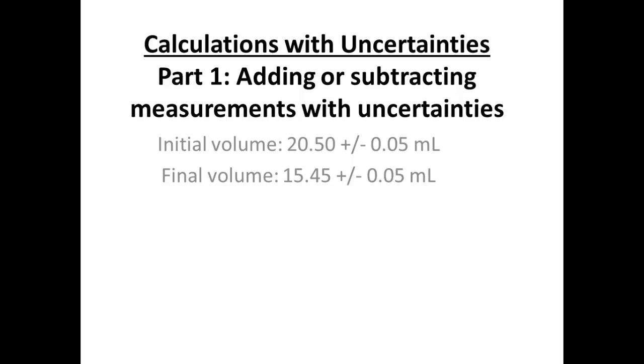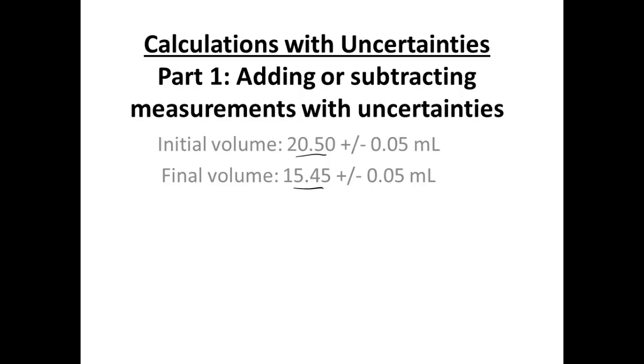I'm going to show you first just how to add or subtract measurements with uncertainties. So here's an example. Let's say you start with 20.5 milliliters, and after perhaps a titration or something, you have 15.45 milliliters. You want to know how much was the volume that was released. Well, the simple math of 20.5 minus 15.45 is not too tricky.